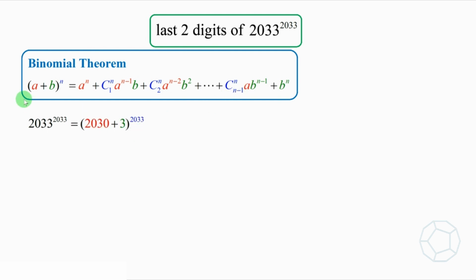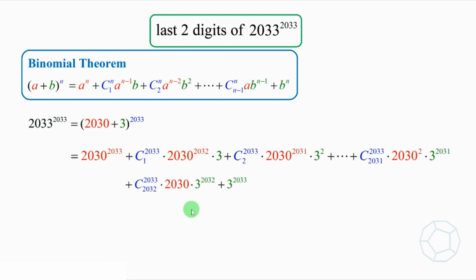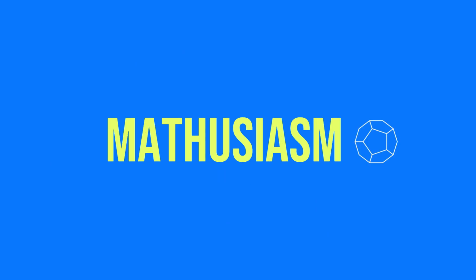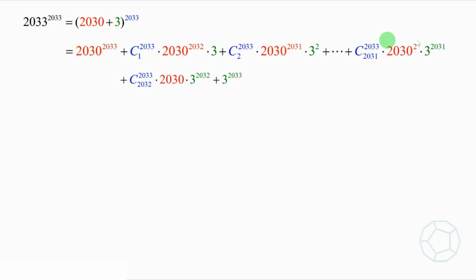Let's put a equals 2030, b equals 3, and n equals 2033. Then it becomes this complicated form. So how do we use it to get the form 100 times n plus x? Let's look at the red terms in the expansion.